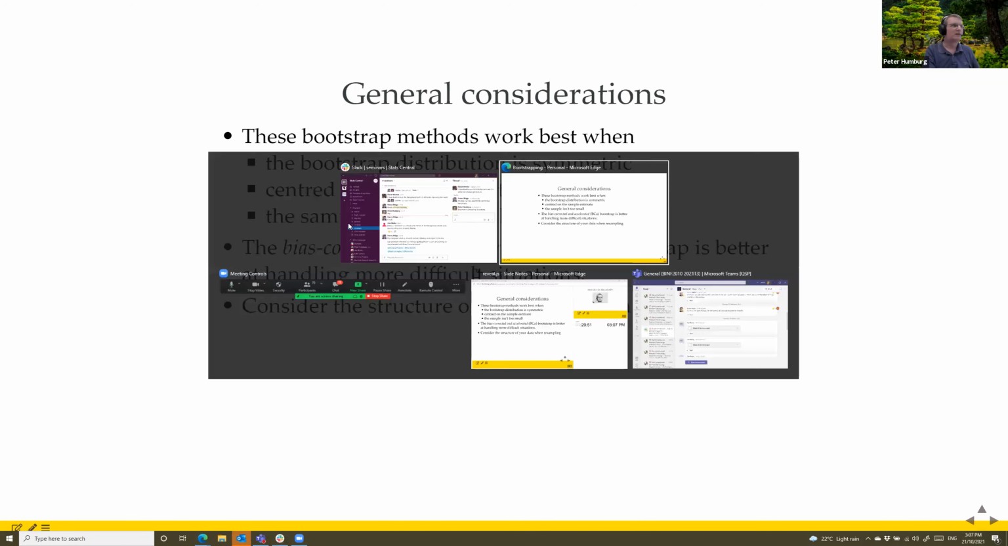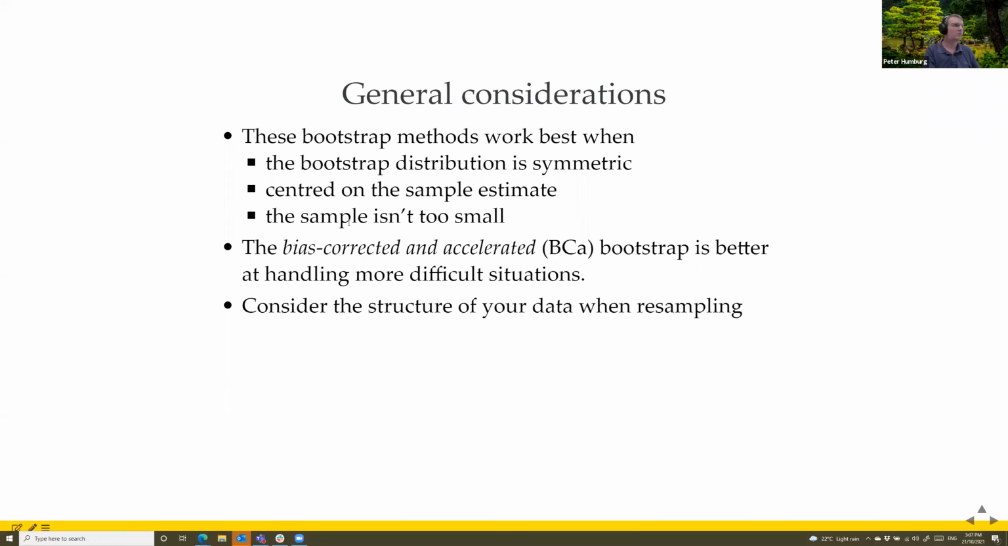So, sorry, things are being a bit weird here. Yes, so that's sort of a general introduction to the bootstrap, if you like.